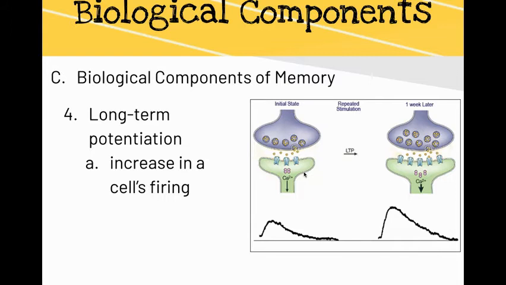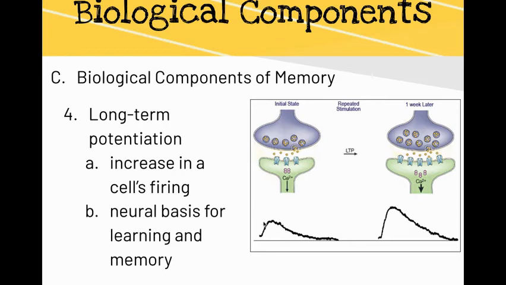The other part that I really like about this with this long-term potentiation, here we can see that we have 5 vesicles that have the neurotransmitters and 3 different receptor sites. After repeated stimulation of a week, we now have 9 vesicles, and 5 receptor sites. So we can actually see how there's an increase in neurotransmitters, there's an increase in receptors, allowing for more firing. Okay, and this is the neural basis.